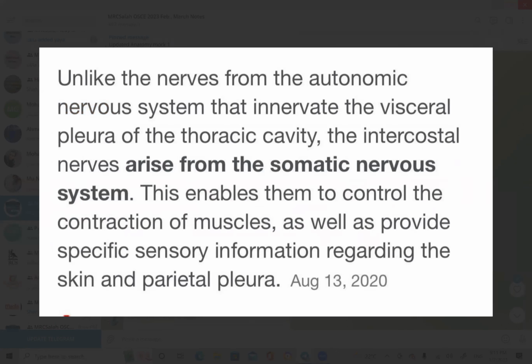Unlike the nerves from the autonomic nervous system that innervate the visceral pleura of the thoracic cavity, the intercostal nerves arise from the somatic. No, forget this.